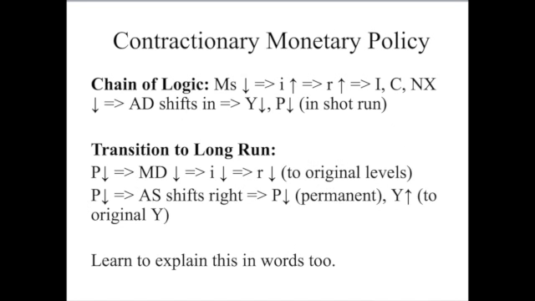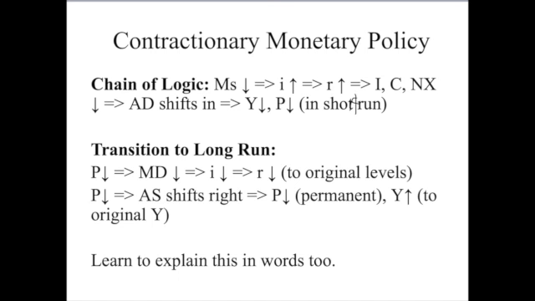So the chain of logic is to write the whole thing out. We'll break it into two parts: the movement to the short run equilibrium, and then the transition to the long run. The money supply decreased. This drove up interest rates, the nominal interest rate in the money market. That, because inflationary expectations are fixed through the Fisher effect, we get a higher real interest rate. That drives down investment, consumption, and net exports, which causes AD to shift in, and that moves us directly to our new short run equilibrium. So that's short run, where prices are lower and output's lower, and we have a recessionary gap.